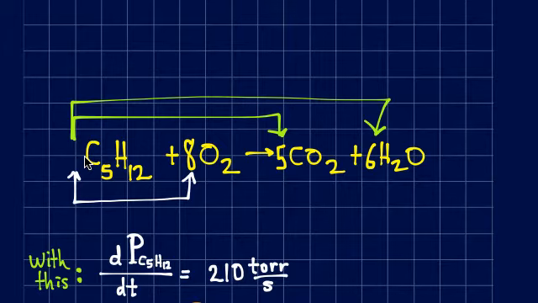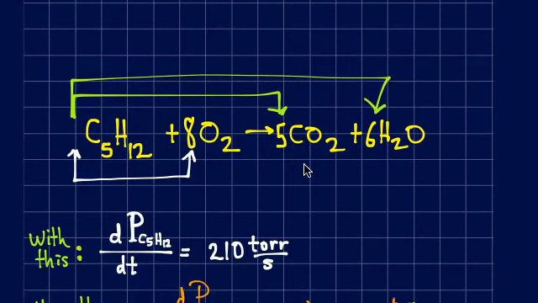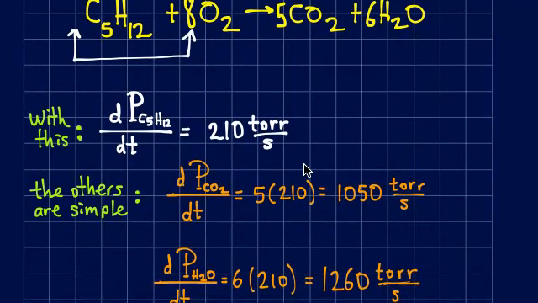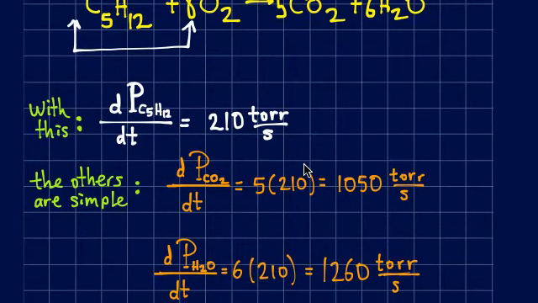Is it simple? Do you have a vision in your head? This is 210. How fast is this being created? You see that number? You see that coefficient? Yeah, you're right. The coefficients mean something. So this is being created 5 times faster than this is being consumed. And this water vapor is being created 6 times faster than this is being consumed. So how about 5 times this number for the carbon dioxide creation? And how about 6 times the same number for the water creation?